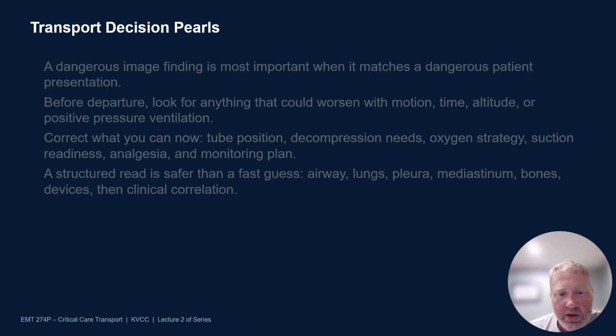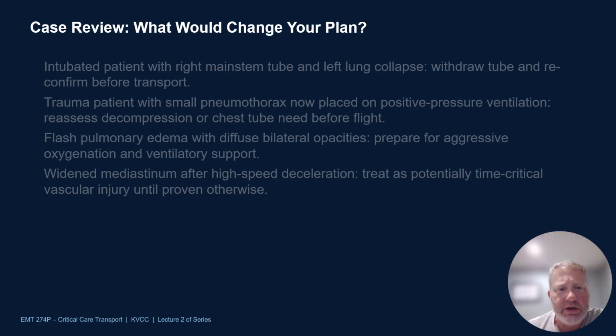And then if you go through the reading process in a structured manner, that's safer and better than just guessing. So airway, lungs, pleura, mediastinum, bones, devices, lines, and then you correct what you can clinically, based on all of those things. So let's take a look at a couple of examples, just real quick, and one quick slide.